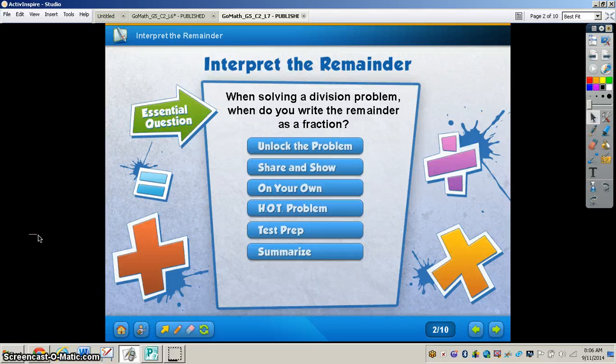In this video, we're going to be taking a look at interpreting the remainder. Now you will need to have your Go Math book out and turn to page 87. You will also need your math journal and a pencil out as you watch this video. Now the essential question that I do want you to write down in your notes is, when solving a division problem, when do you write the remainder as a fraction? So that's what we are going to try to unlock as we go throughout the video.